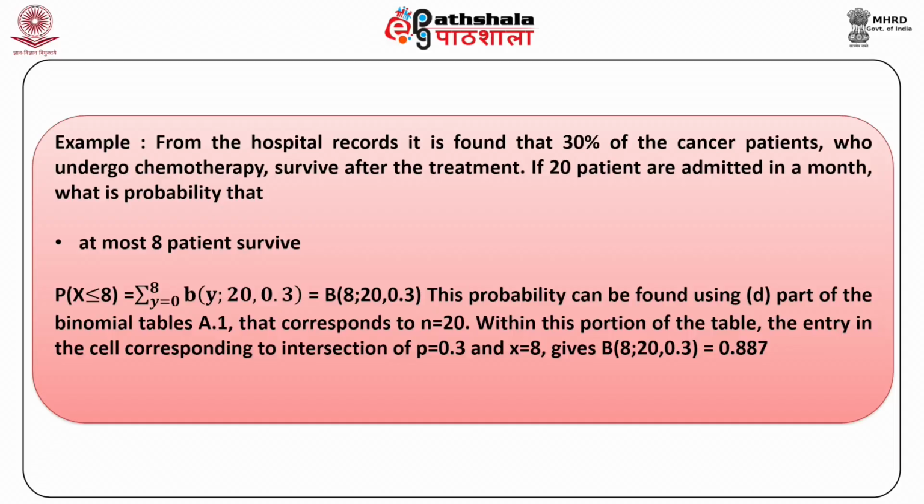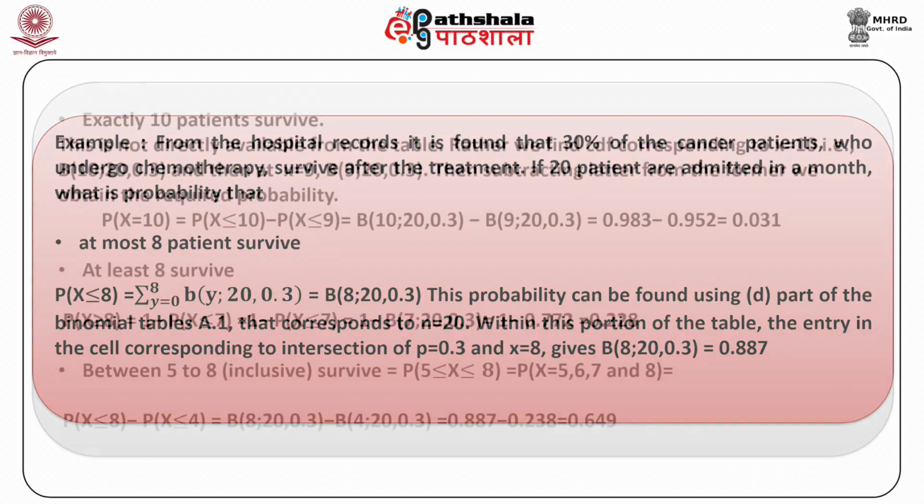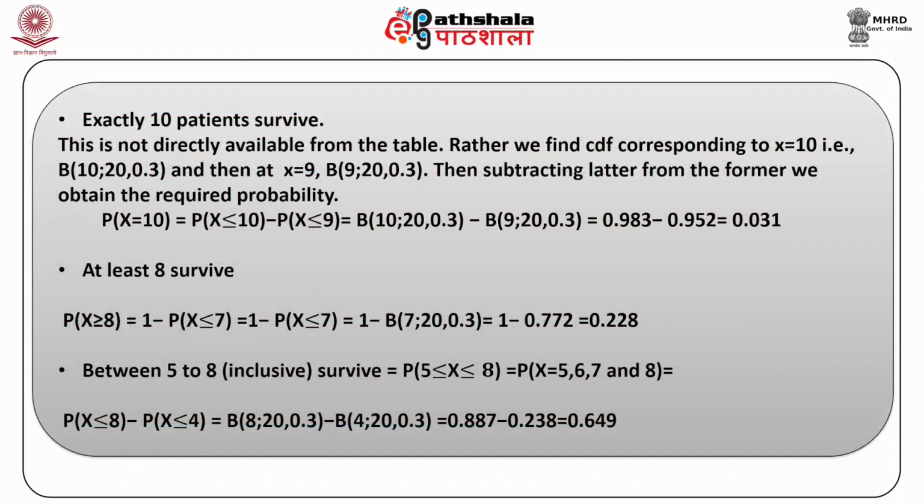Now this probability can be found using the part of the binomial tables A1 that corresponds to n is equal to 20. Now within this portion of the table, the entry in the cell corresponding to the intersection of p equal to 0.3 and x equal to 8 gives B 8, 20, 0.3 equal to 0.887. So our required probability is equal to 0.887. Let's take the second possibility.